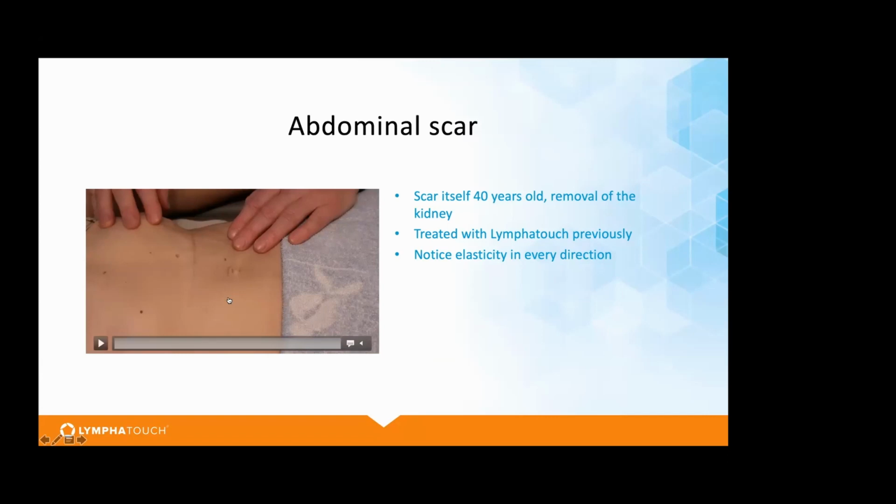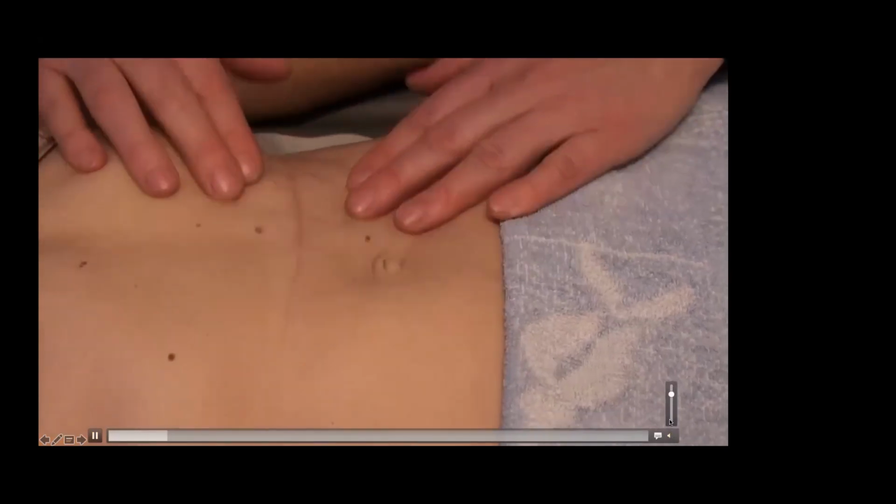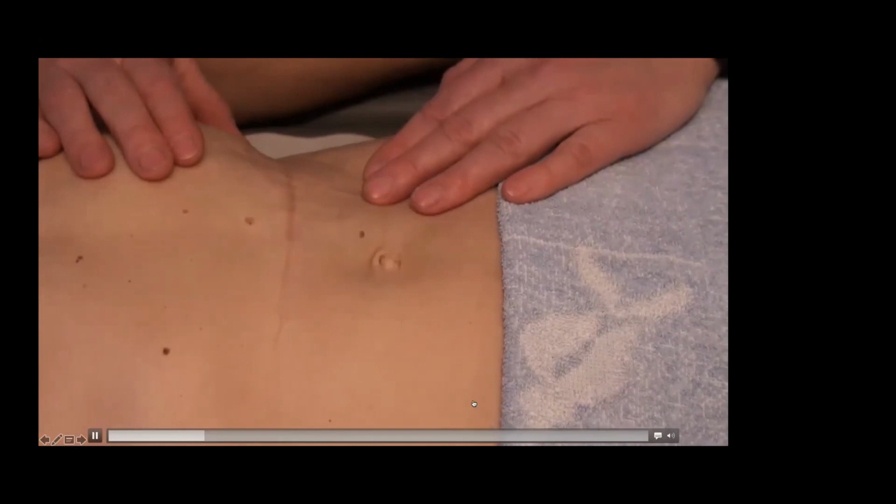So here we have an abdominal scar. The scar itself is 40 years old. The lady is in her 50s, and she was a child, 8 years old, when they removed the kidney from her. And this scar has been treated with Lymphatouch previously. So you can notice from this how the elasticity is in different directions.